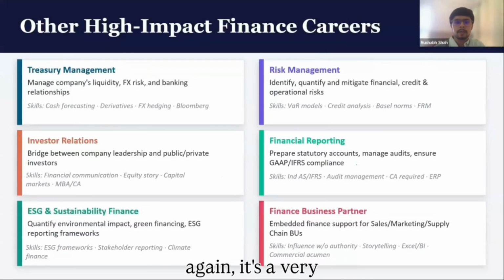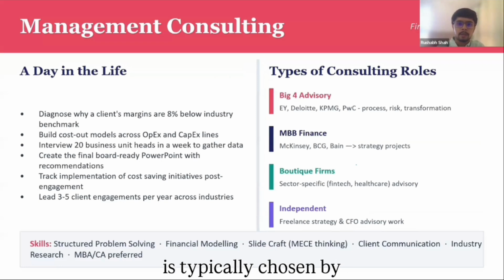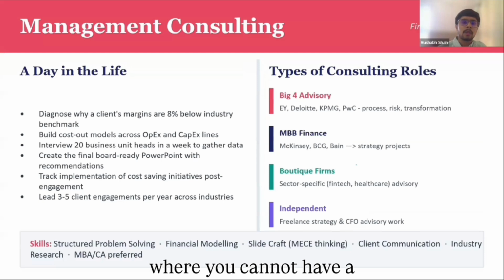Management consulting, again, is a very interesting area which is typically chosen by candidates. It is a completely different role from the regulations and provisions we discussed just now. Management consulting is something where you cannot have a set of rules or a set of processes where you tick mark A, B, C, D and you are done.